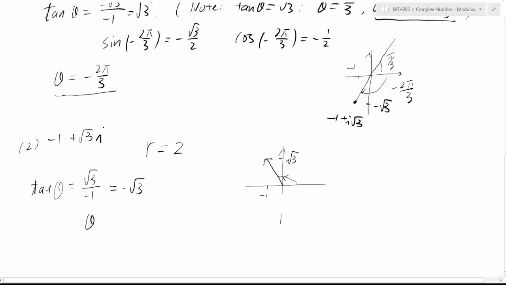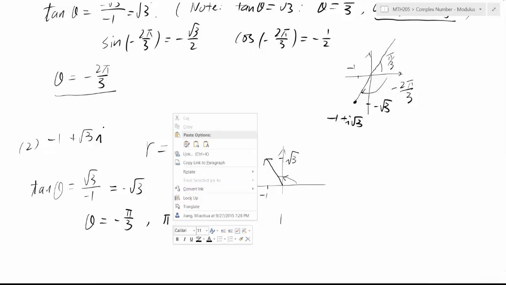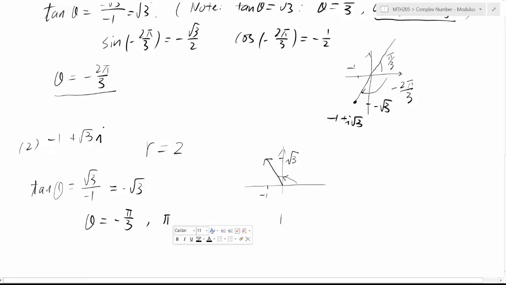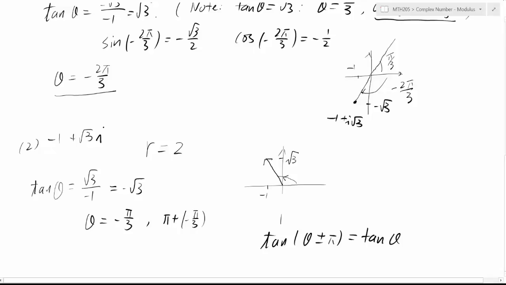But we have two values. Theta can be negative pi over 3, or theta can be pi minus pi over 3, that is, negative pi over 3 plus pi. The reason is we know tangent theta has period pi. So if you add or subtract a pi, it's the same thing as tangent theta. That's why for these two thetas, you would have the same negative root 3. And the correct answer for us now is this one. So theta is going to be 2 pi over 3.